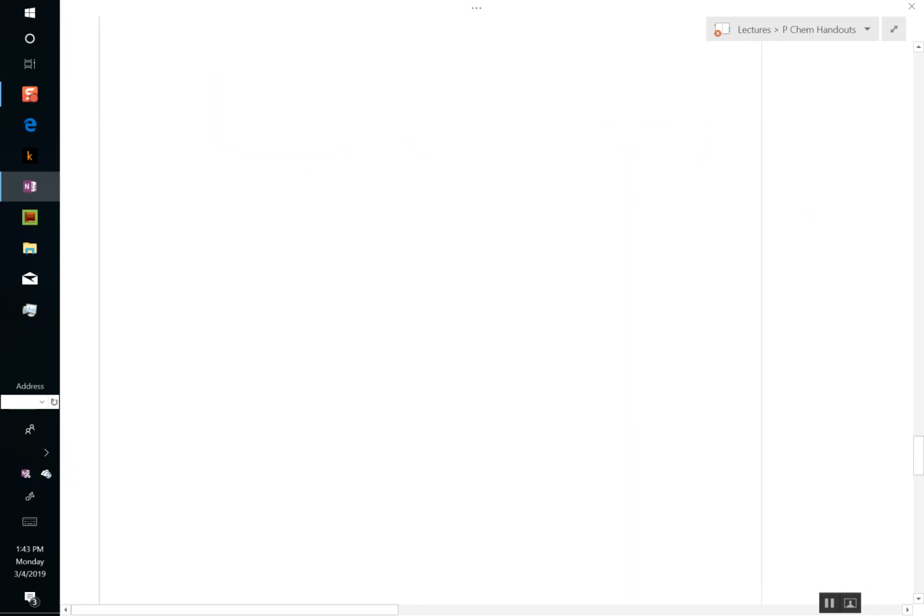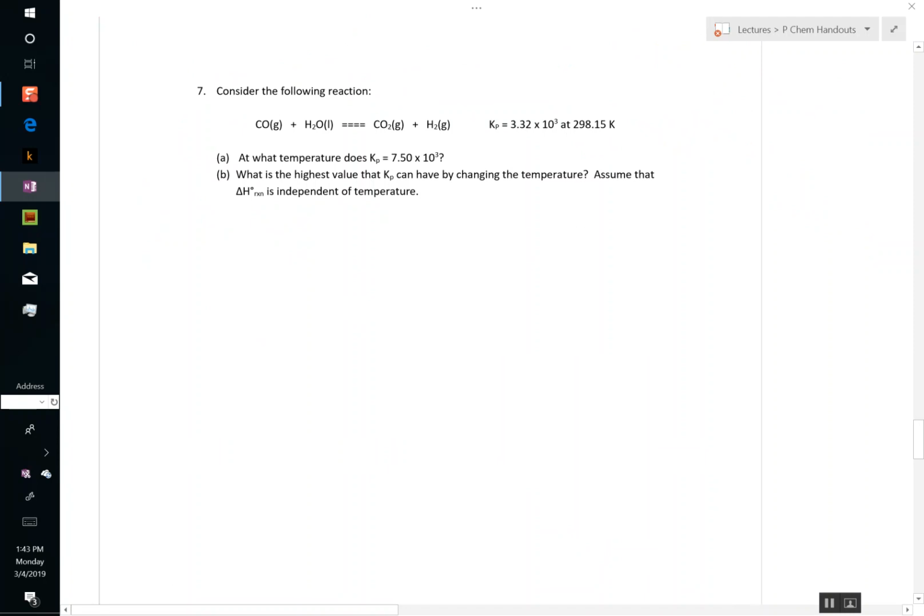Number 7. At what temperature, parts A and B. Oh, okay. I thought number 7 was the last problem. No, number 7 is very difficult. None of us can get anywhere on it. At what temperature does Kp equal 7.50 times 10 to the third?